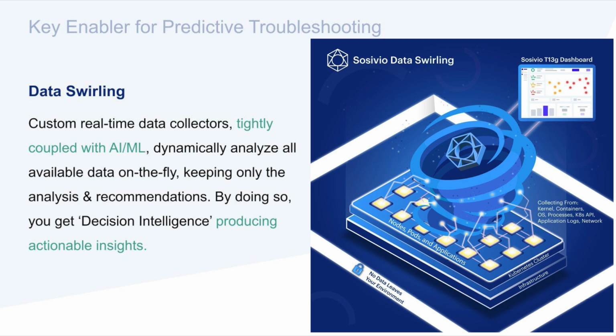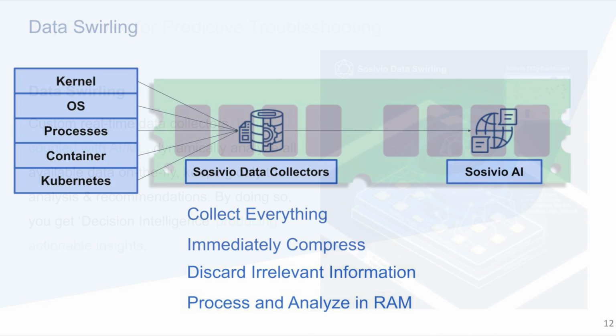Data swirling is our novel approach in which we use custom data collectors along with lean artificial intelligence and machine learning to collect and analyze data on the fly. By having data that is analyzed in real time, we can provide actionable insights and be predictive about events in your Kubernetes cluster. Data swirling starts with collecting good quality data.